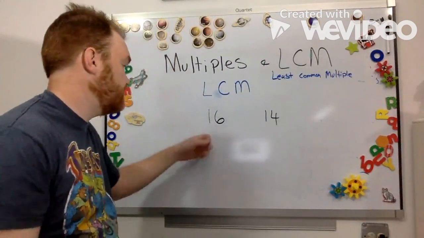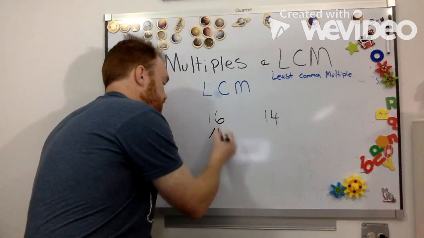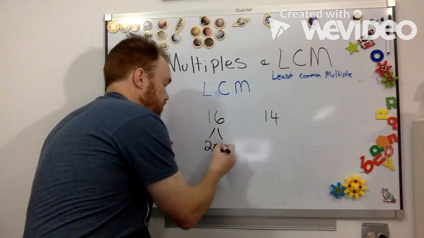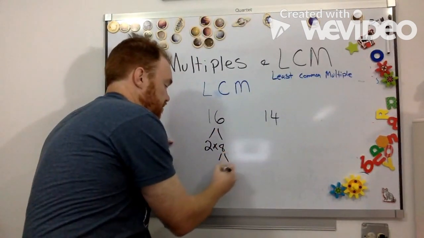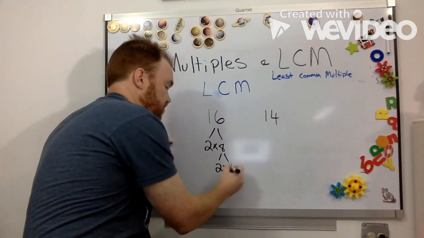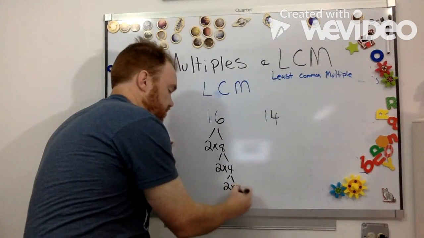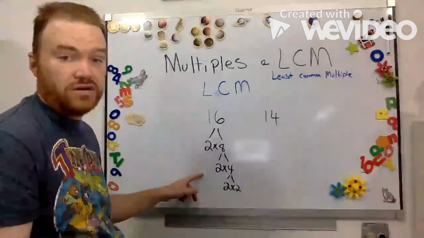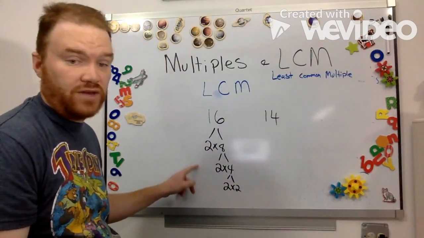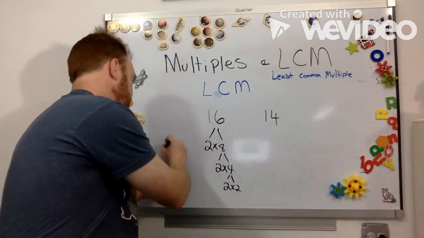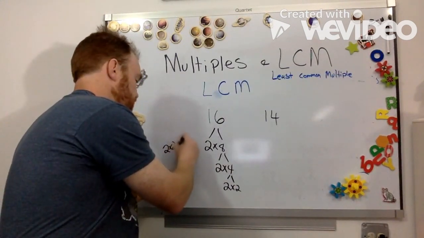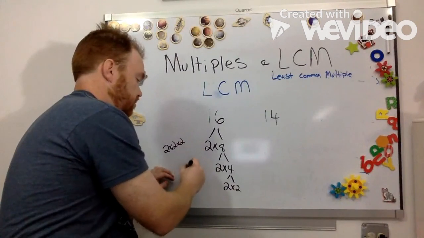Okay, so 16. We're going to break 16 into 2 times 8. And then I'm going to break 8 into 2 times 4. And I'm going to break 4 into 2 times 2. So I get a lot of 2's here. Something tells me that I'm going to end up with all 2's. So my prime factorization is 2 times 2 times 2 times 2.